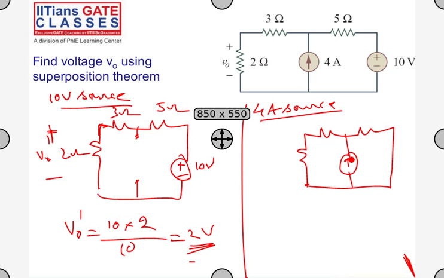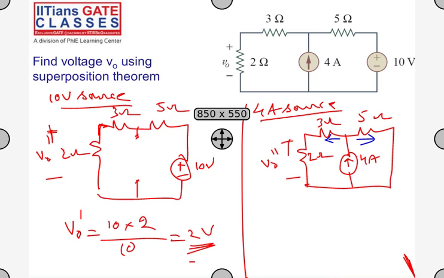This is 4 amps, 5 ohms, 3 ohms, 2 ohms. And this is what I'll call V0 double dash. So how to find V0 double dash? I can find the current here, and I can multiply the current with this resistance. I'll get the voltage.